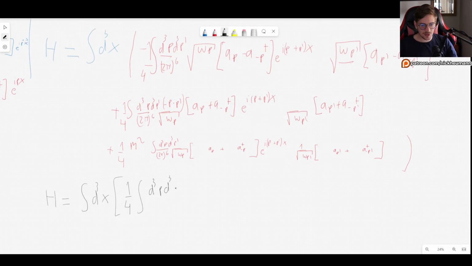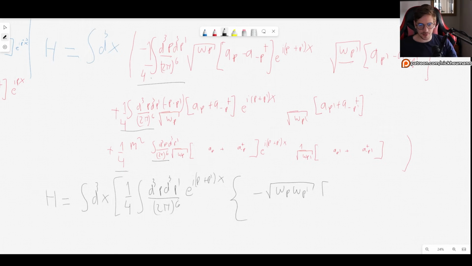And well, that's it. So integral of d3p, d3p prime, 2 pi to the 6th. So that is common to all of them, right? It's 1/4, 1/4 that thing, and 1/4 that thing. Now the exponents we can also factor out, so e to the I p plus p prime x. And now we have some things that are unique to each of them. So now let's just open parentheses. So here we have minus square root of omega p prime.